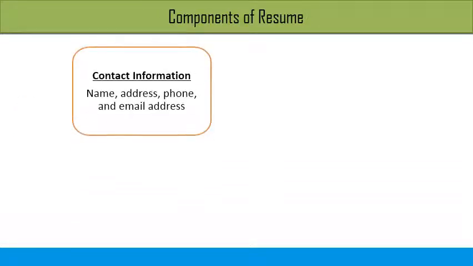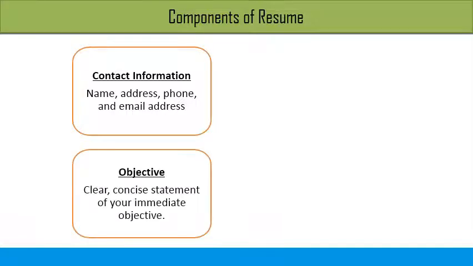Now let us look at the components of the resume. Contact information. This is very straightforward. Your resume should have your name, your address, your phone number and email address in case the company wants to contact you via email or phone. Objective in a resume is optional, but if you decide to include objective in your resume, then it should be a clear, concise statement of what your immediate objective is.